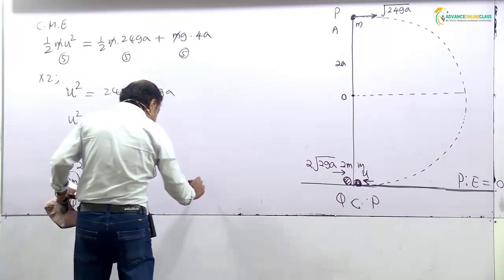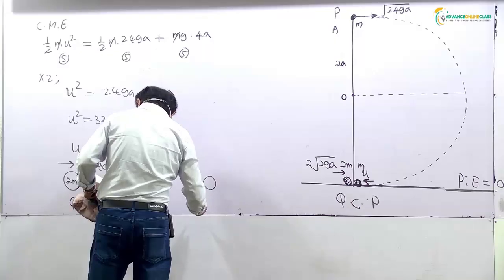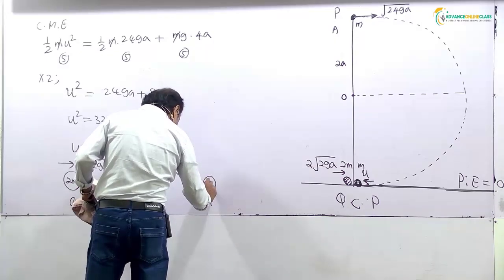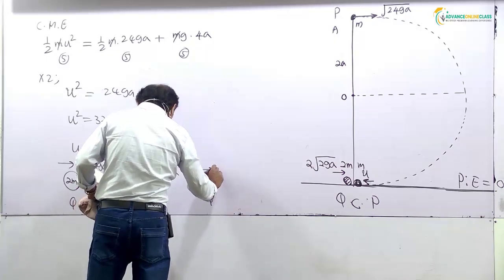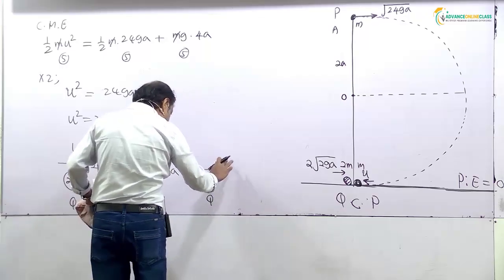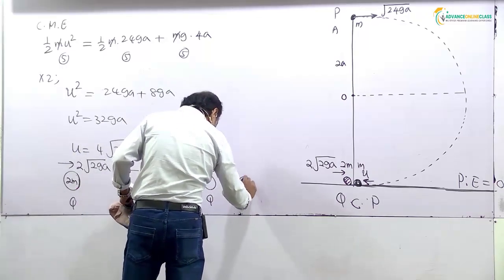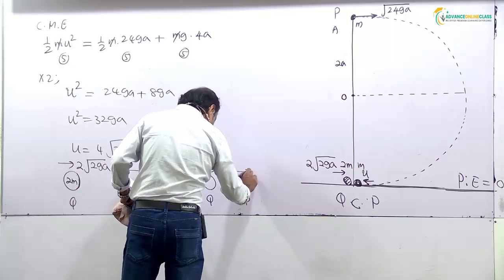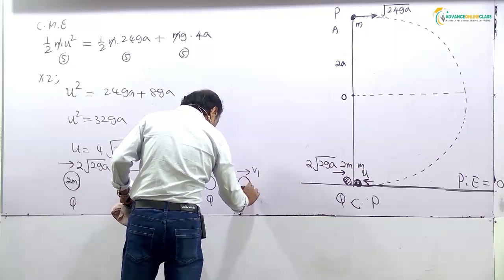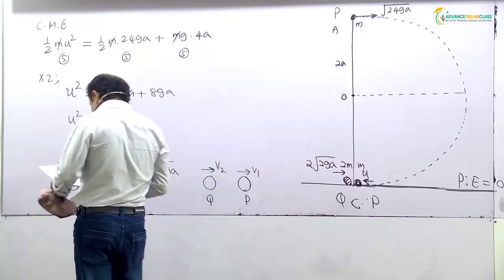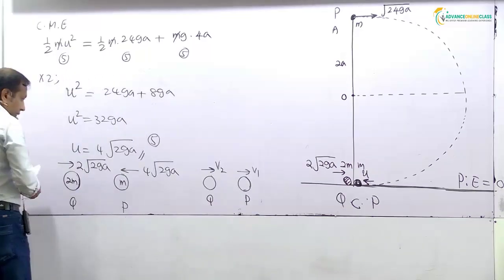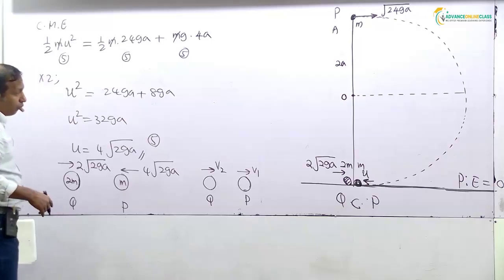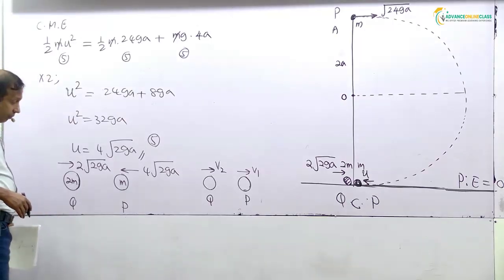After impact, I'll take Q moving this way with velocity v2, and P moving with velocity v1. Right. Now, for this impact, we can apply conservation of linear momentum and Newton's law of restitution.